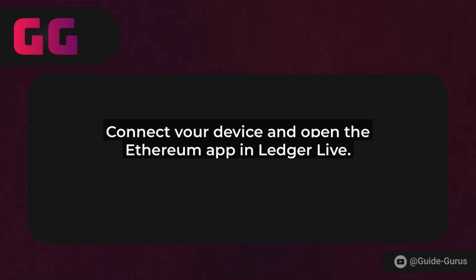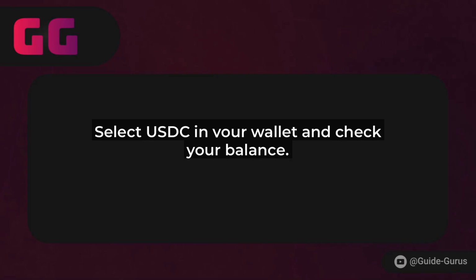Step 2. In your wallet interface, select your USDC token. You'll see your balance. Double-check that you have enough USDC for the transfer, plus any network fees. Remember, Ethereum transactions can get pricey during peak times, so keep an eye on gas fees.